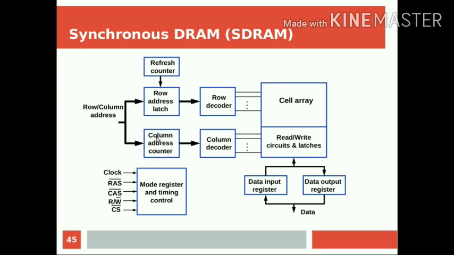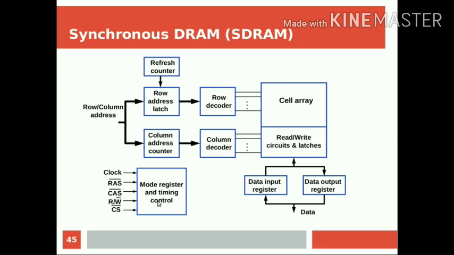Then another unit is the refresh counter. This refresh counter is used for the purpose of refreshing. In the case of dynamic RAM, we have to dynamically refresh each row of the cell array. So for that purpose, this refresh counter is used. This will generate the row address for each row. Then that row will be refreshed.